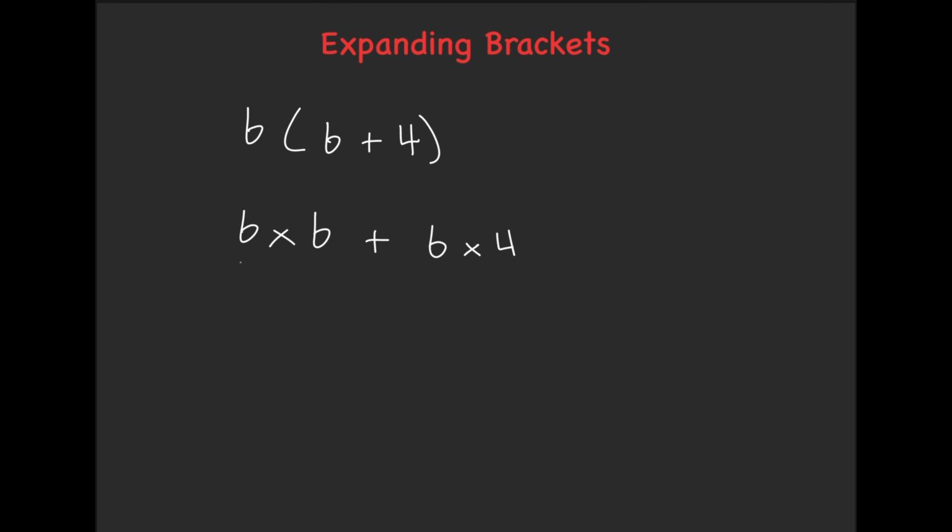So now, b times b, according to algebra rules, is b squared. And b times 4 is just 4b. So our answer is b squared plus 4b. And that's how you would expand those brackets.